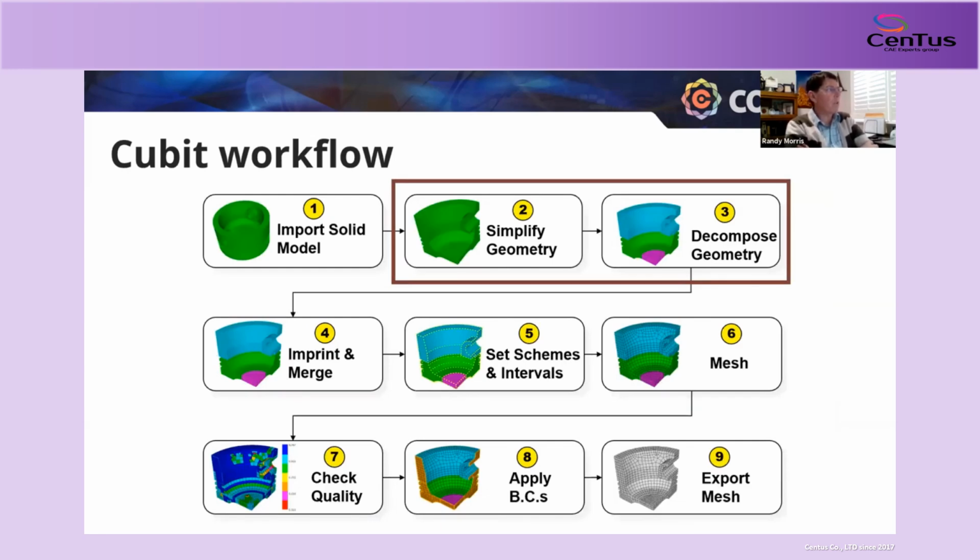The workflow is this. We import solid models, simplify geometry, and decompose geometry. Steps 2 and 3 are where we will focus today. And within those steps, there's a particular workflow that is most effective. Step number 4, imprint and merge, is something that we'll talk about a little bit. It makes Cubit somewhat unique in that it is a specific part of the workflow that we need to do by hand. It's a little bit different than other codes possibly. There's some good reasons for having step 4. Other workflows, there's good reasons for that too, but this is the way Cubit likes to do things. So steps 2, 3, and 4 really are where we're going to focus our attention. And once we've got the model ready to go, setting schemes and intervals and meshing is actually quite simple.